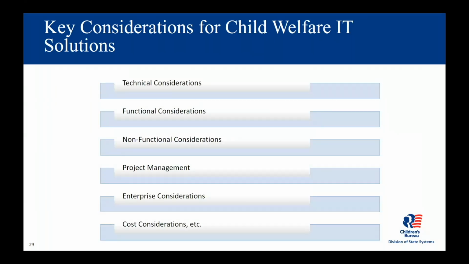Slide title: Key Considerations for Child Welfare IT Solutions. 6 categories are read and described by presenter. So here, let us explore the IT considerations that are crucial to this approach. So in terms of IT, we need to consider technical, functional, non-functional, cost, enterprise, and project management requirements, among others. Next slide, please.